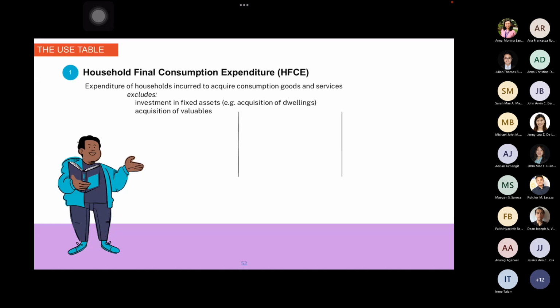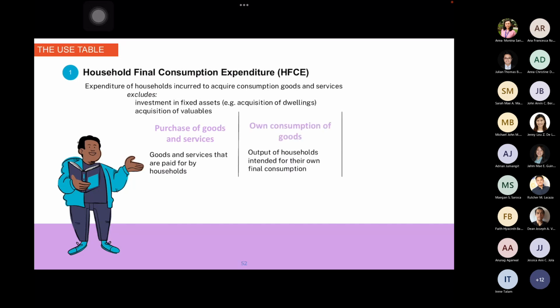So we have here the main components of the HFCE, which would be first the purchase of goods and services. So these are your goods and services that are paid for by households, and it includes payments for both market and non-market products. So the purchase of goods and services accounts for the bulk of the household spending, and this includes expenditures such as utilities, purchase of coal, clothes, meals, and fuel, and so on.